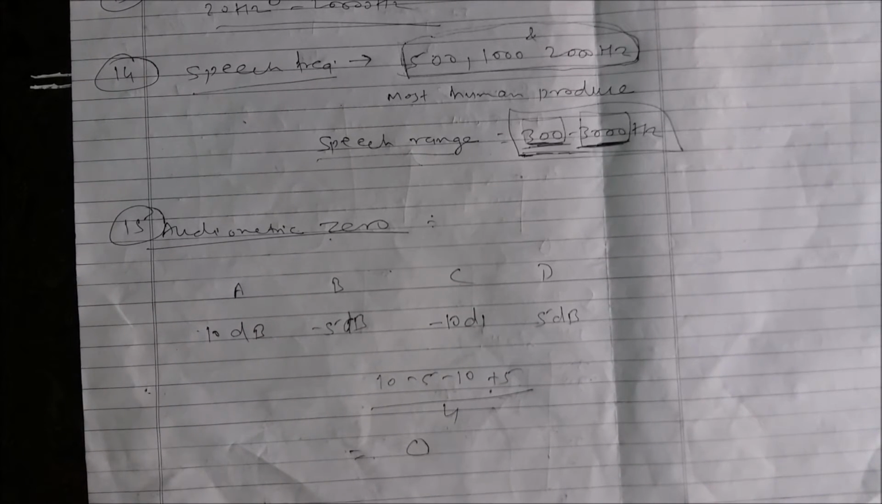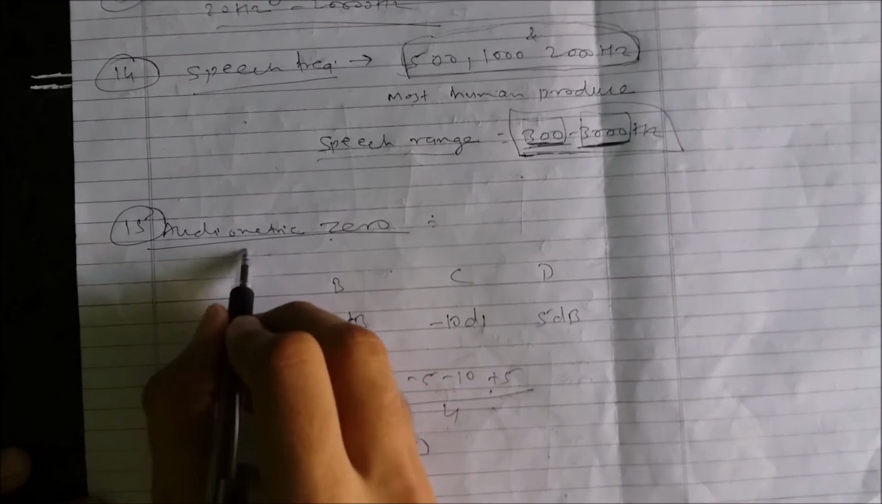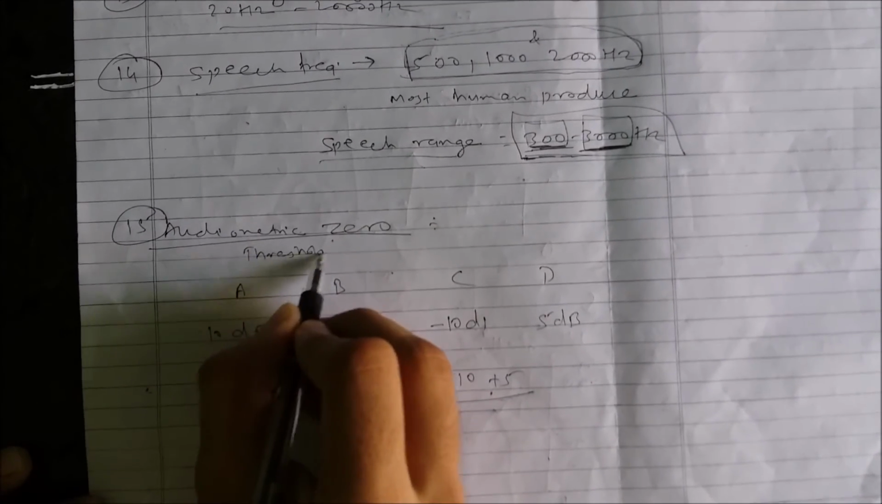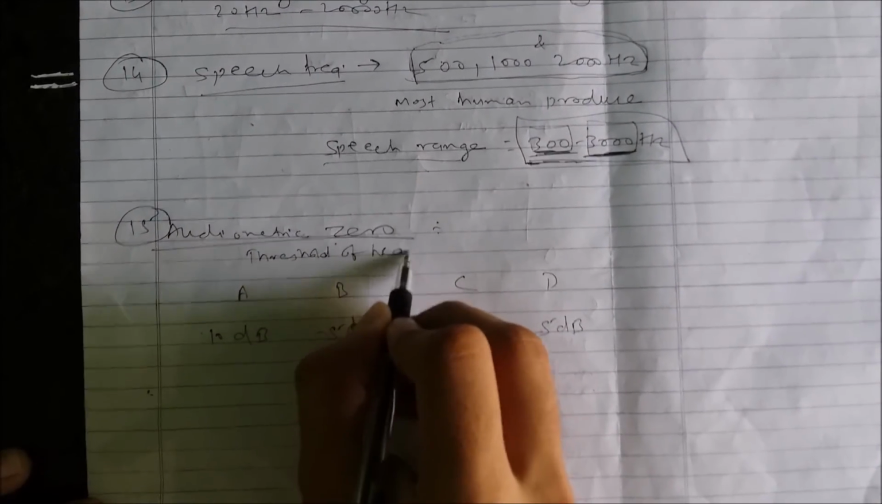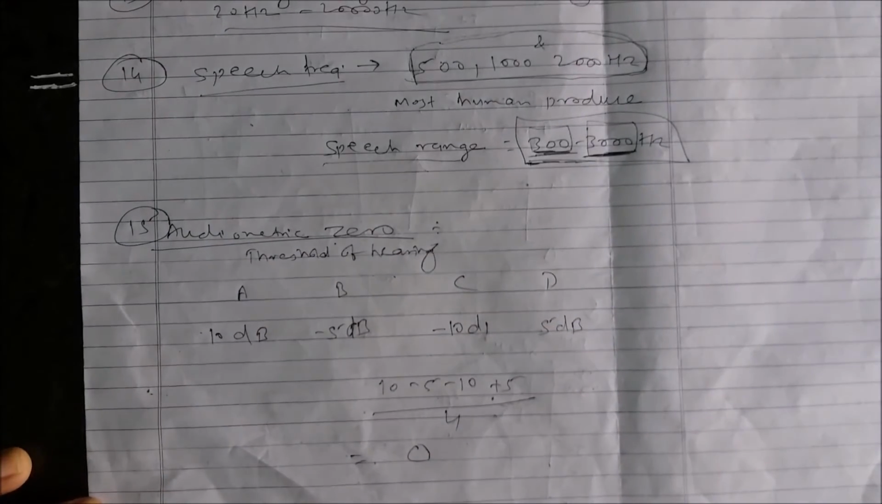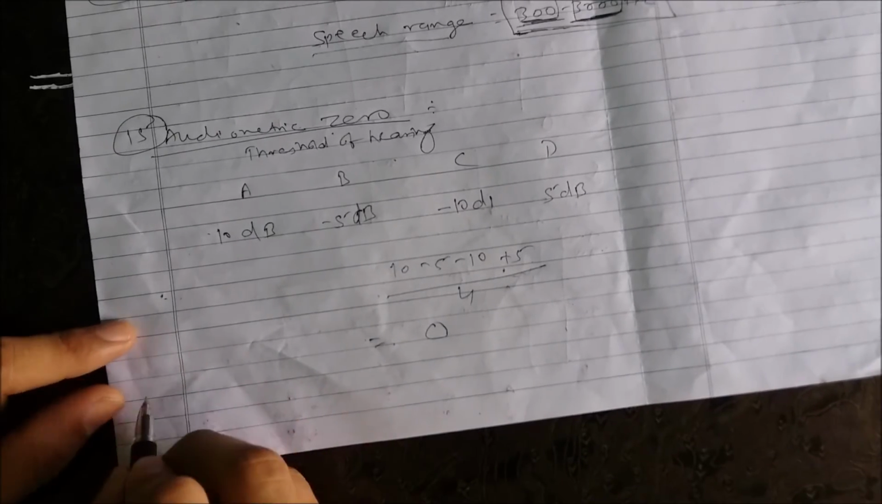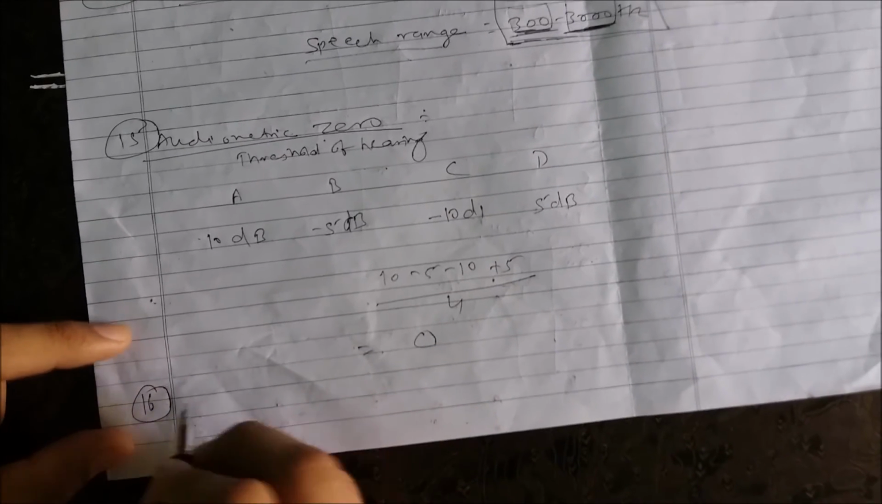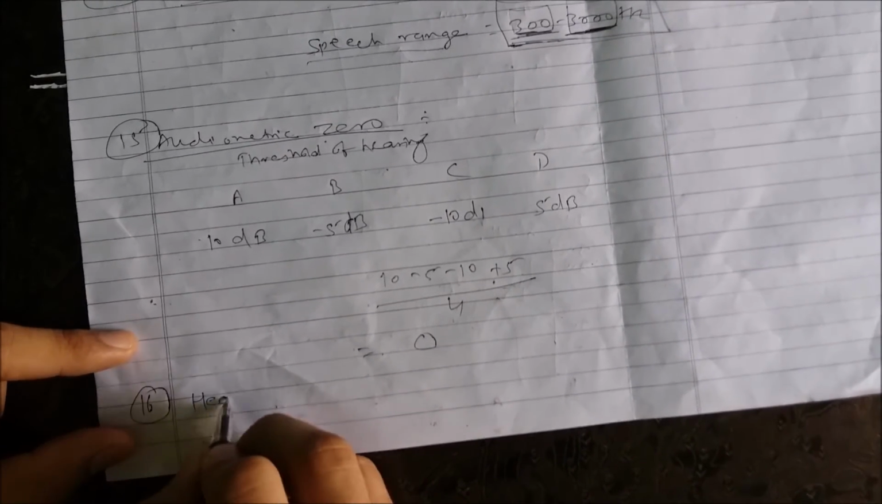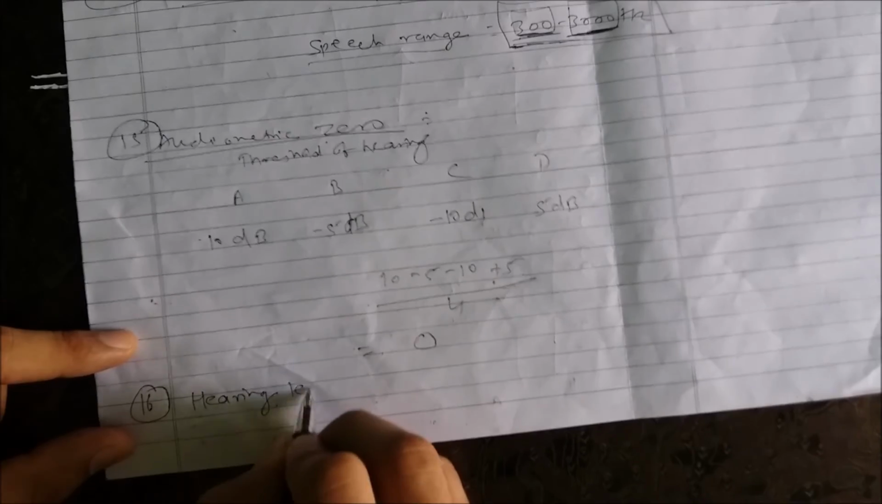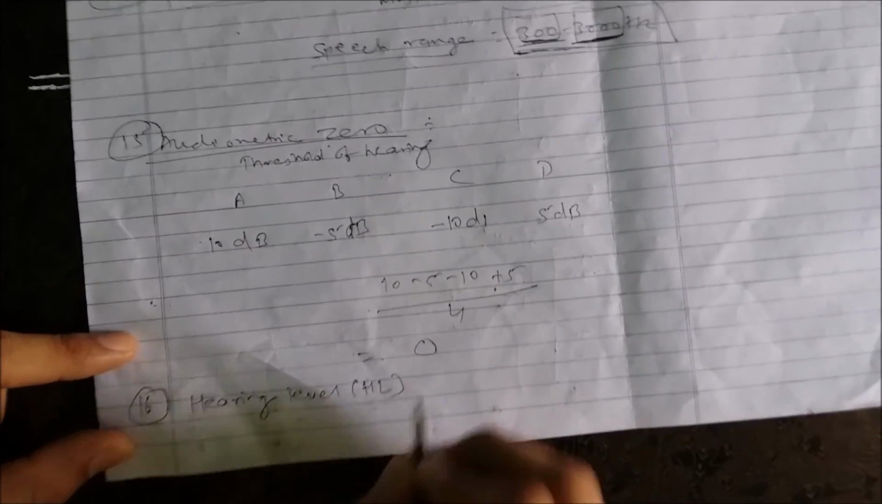Okay, or simply we can refer to this as threshold of hearing. And here we come to number 16. In number 16, we are discussing hearing level. So what is hearing level?